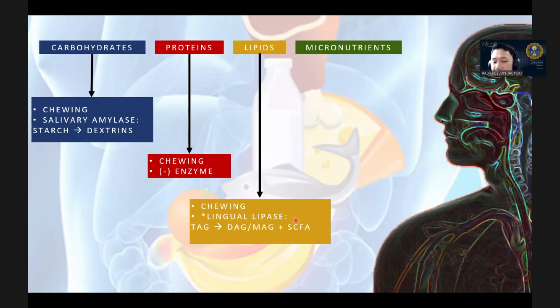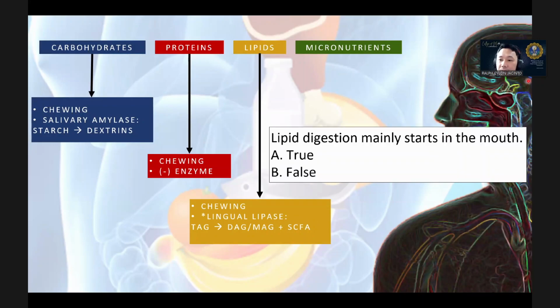Okay, but my question is this one. Lipid digestion mainly starts in the mouth. So is it true or false?